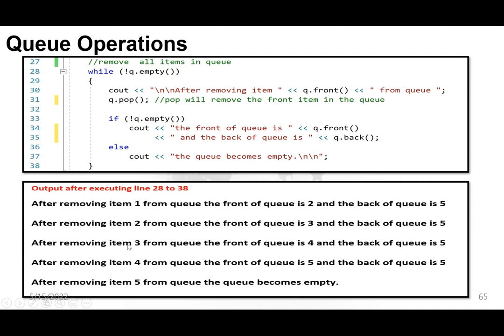The next removal will be item 3 because it's in the front, and then the front will become 4 after you remove 3, and the back of the queue is 5. After that, you are going to remove 4, and then the front becomes 5, and the back is also 5, which means you only have one item left in your queue when your front and the back are the same value. So when you remove the last item from your queue, this 5, it will print that the queue now becomes empty, and this while loop will be terminated.